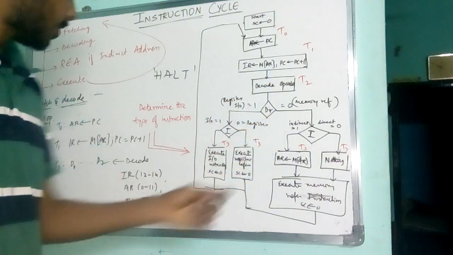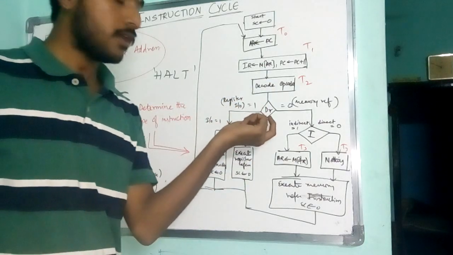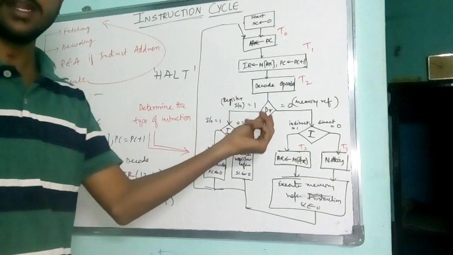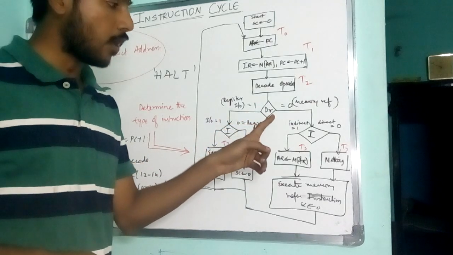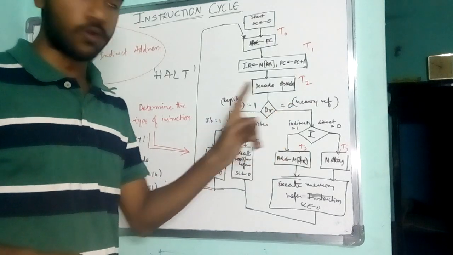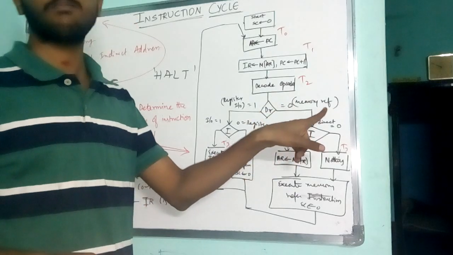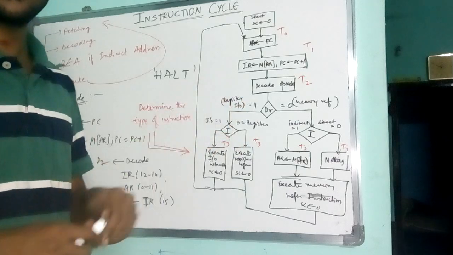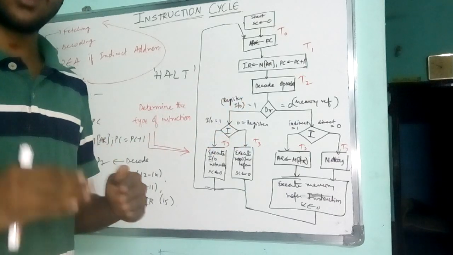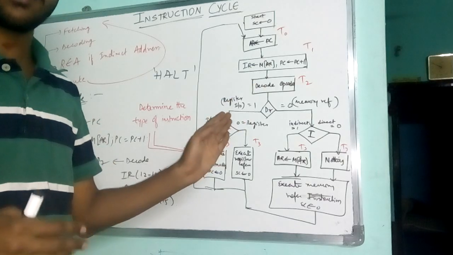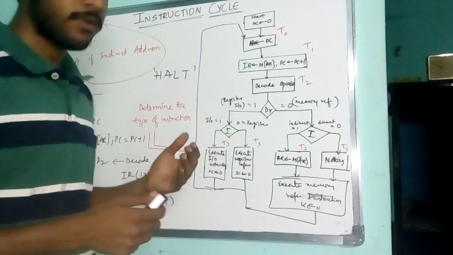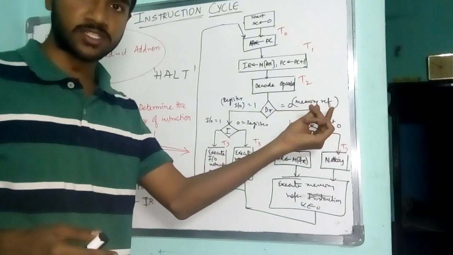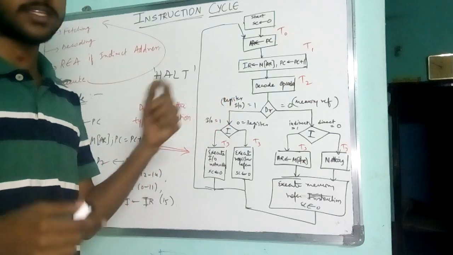After that, the type of instruction is determined using D7. When the output of D7 is 0, it is a memory reference instruction. If D7 is 1, it is a register or input output instruction. We'll look into what memory reference and register input output instructions are in a later part. So when D7 is 0, it means a memory reference instruction. When it is 1, it is a register or input output instruction.